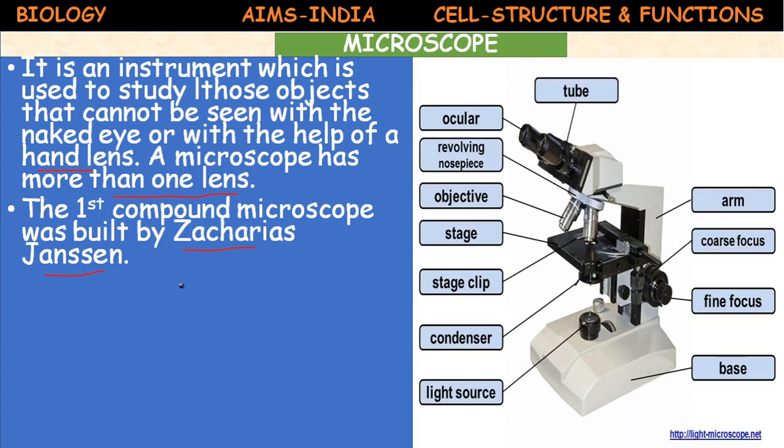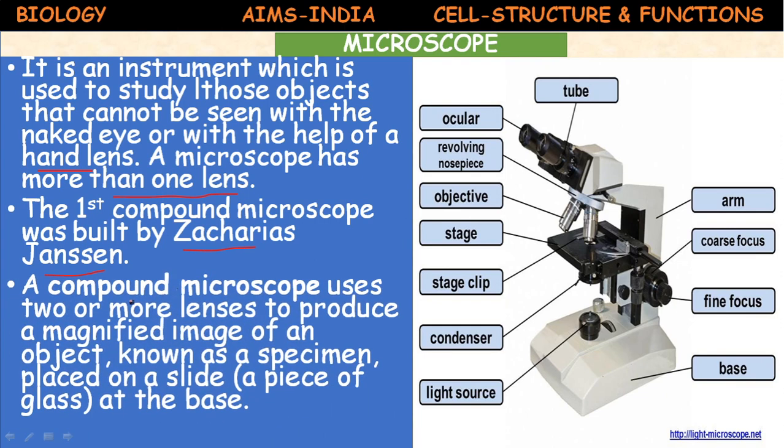This is the compound microscope. A compound microscope uses two or more lenses to produce a magnified image of an object known as the specimen, placed on a slide or a piece of glass at the base. So this is the microscope, the compound microscope.